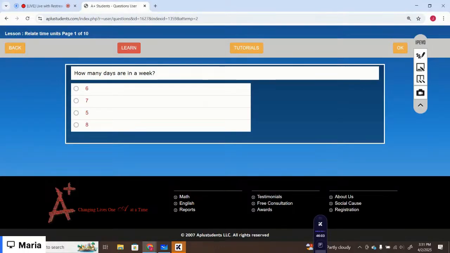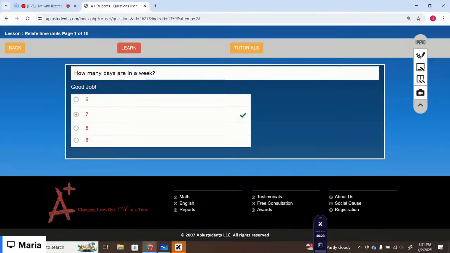How many days are in a week? There are 7 days in a week. The correct option is 7. Option number 2 is the correct option.